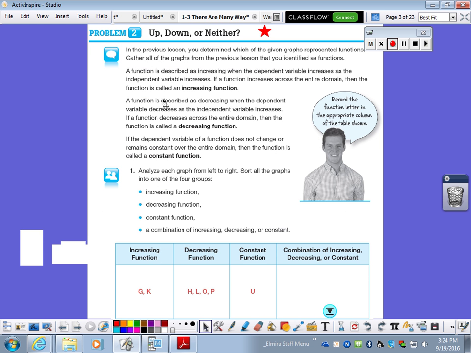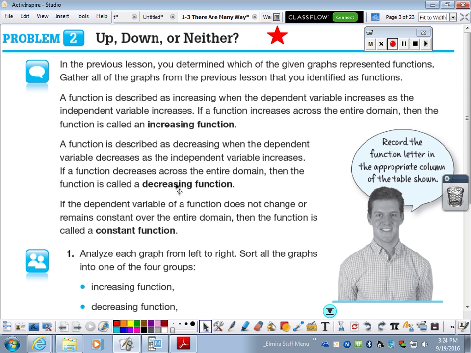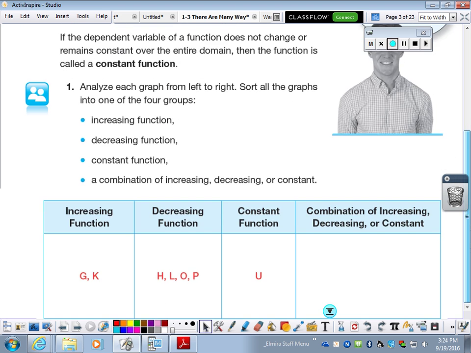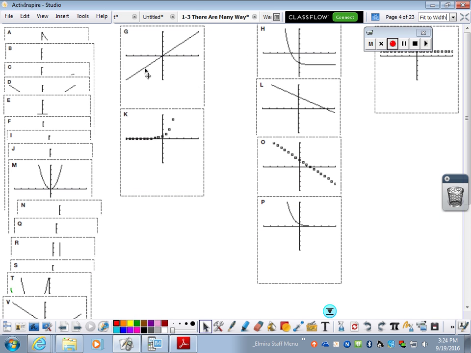I had you go through your functions and look for functions that were increasing and decreasing. Increasing, decreasing, and constant. We looked at the combination of decreasing and constant and put those in this category over here. Here's a picture of them. G and K, H, L, O, and P are all decreasing, and U is a constant function. It's going straight across.